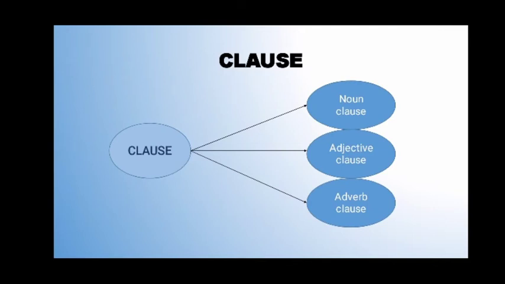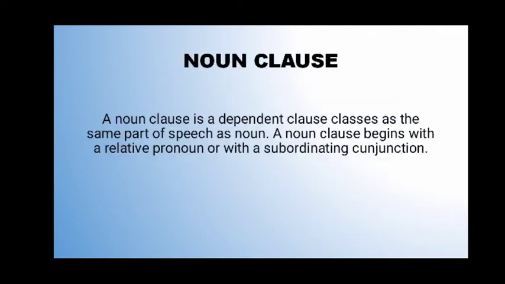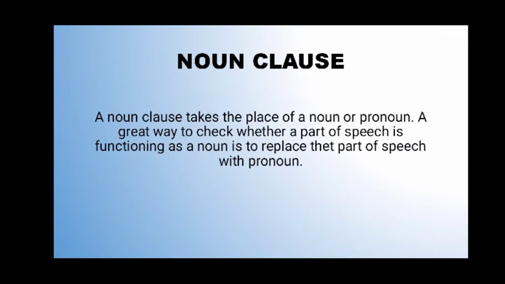Clause has three types. They are noun clause, adjective clause, and adverb clause. Noun clause. A noun clause is a dependent clause classed as the same part of speech as a noun. A noun clause begins with a relative pronoun or with a subordinating conjunction. A noun clause takes the place of a noun or pronoun.